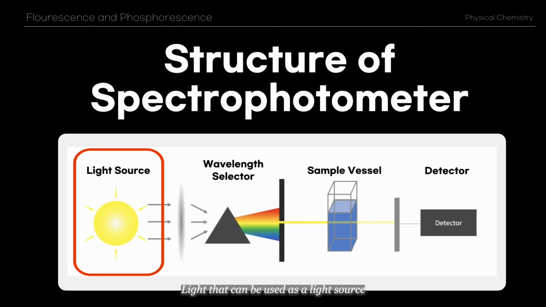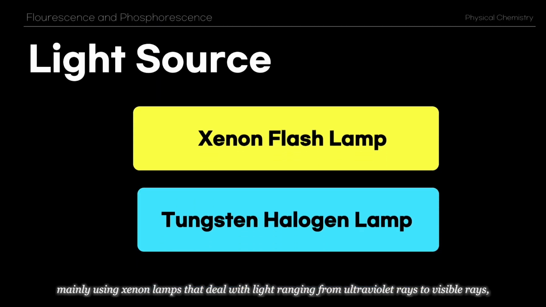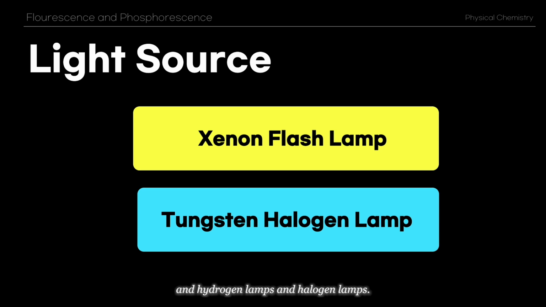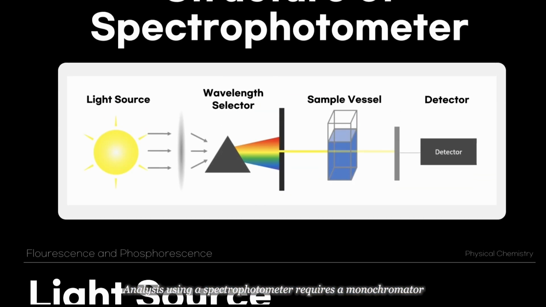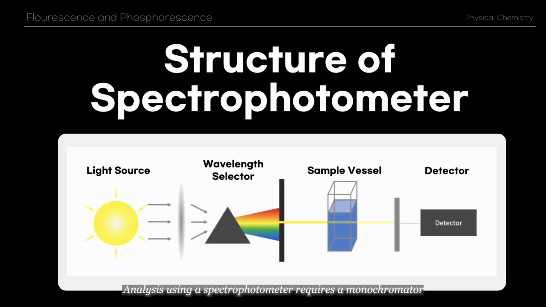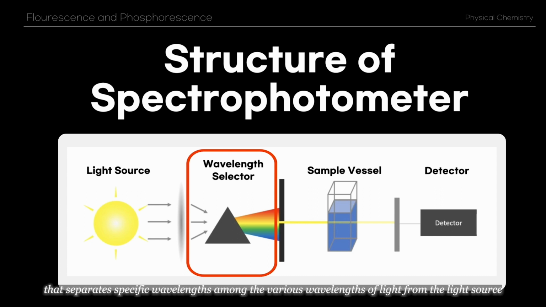Light that can be used as a light source includes X-rays, ultraviolet rays, visible rays, near-infrared rays, and infrared rays, mainly using xenon lamps that deal with light ranging from ultraviolet rays to visible rays, and hydrogen lamps and halogen lamps. Analysis using a spectrophotometer requires a monochromator that separates specific wavelengths among the various wavelengths of light from the light source because it is necessary to obtain transmittance to light of a single wavelength.